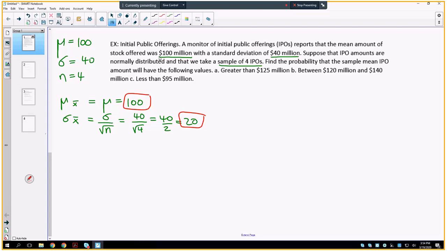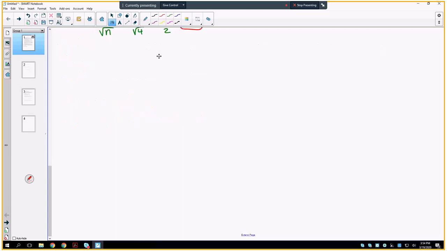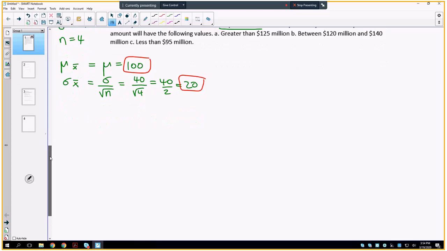So let's see if we can answer the question. Find the probability that the sample mean IPO amount will be greater than 125 million. That's our first question, greater than 125 million. So let's draw the picture of our normal curve. Nice bell shape.